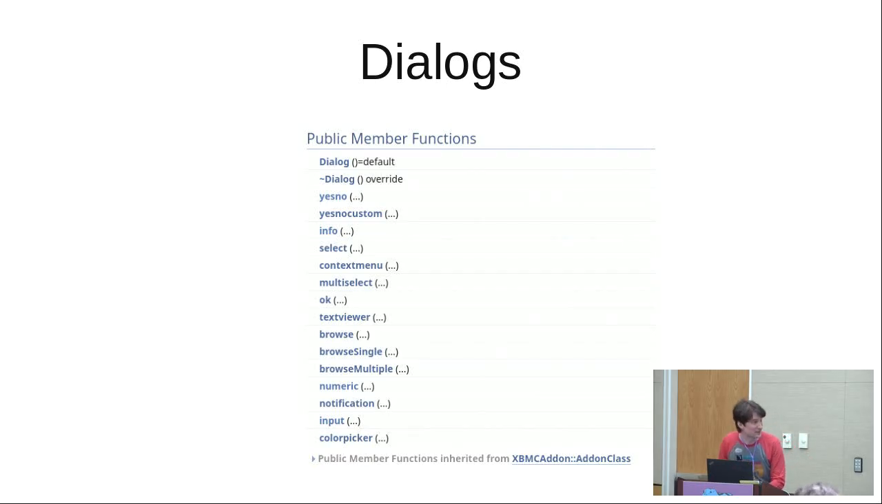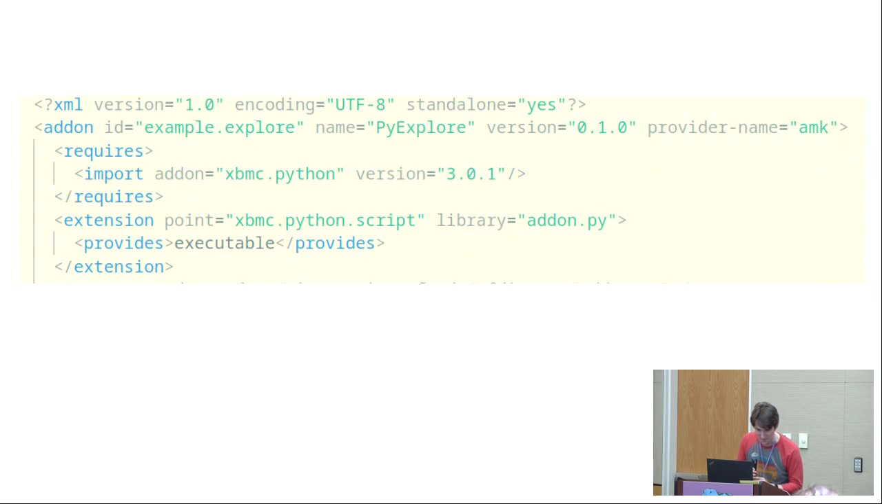Right, so we have okay and select and yes, no, and info, they're just dialogues that'll pop up. We'll see an example shortly. This is not the media source, this is just a script. So it provides an executable, and this is a little different because it's a different extension point. So no directory items, it's more like a normal Python script.